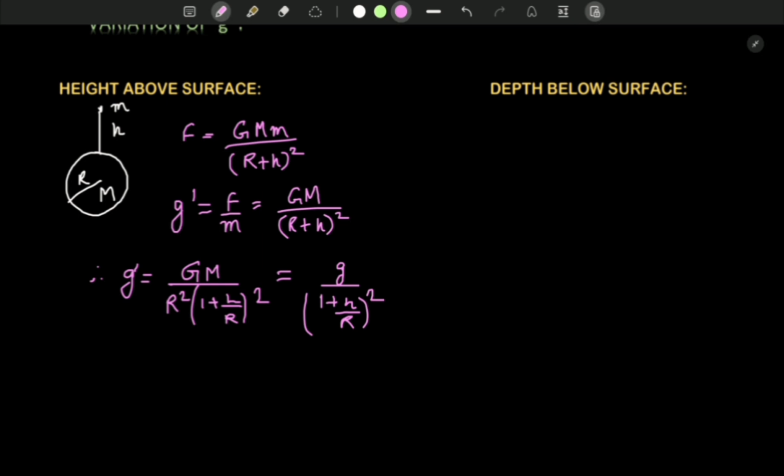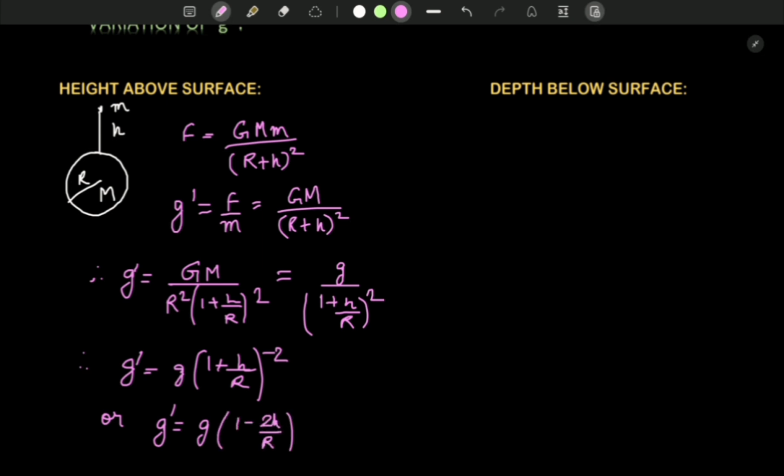Now this can also be written as g dash equals to g of, I can put the denominator above like this. Therefore g dash equals to g of (1 minus 2h by R). But note that this formula can only be used if h is much less than capital R. We did this by using binomial approximation. Now let us see what happens if we go below the surface of the earth.